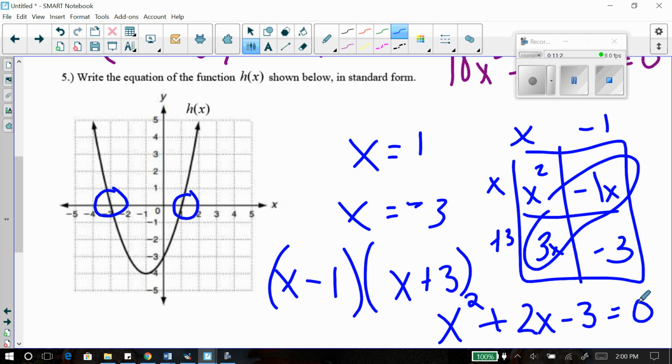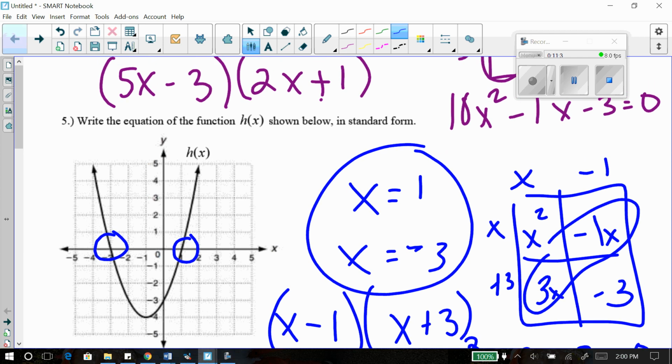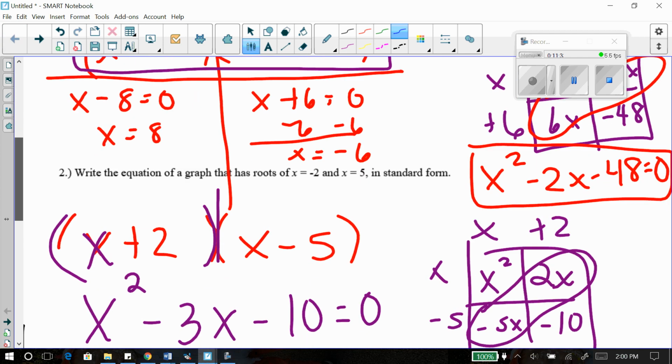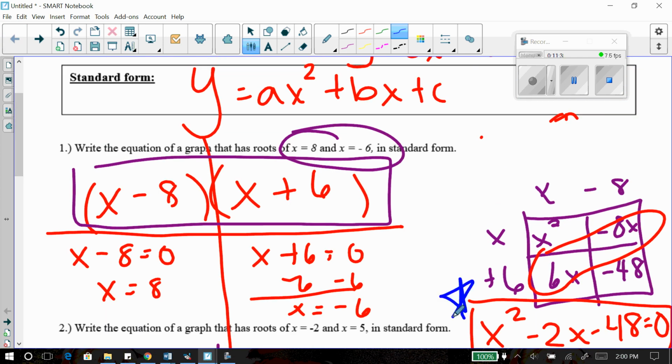And what's cool about this one is you can put this in your calculator and see, does it cross when x is 1 and x is negative 3? And in fact, you could do that for all of them. We could put them in our calculator and see, oh, when I have this quadratic, will it cross when x is 8 and x is negative 6?